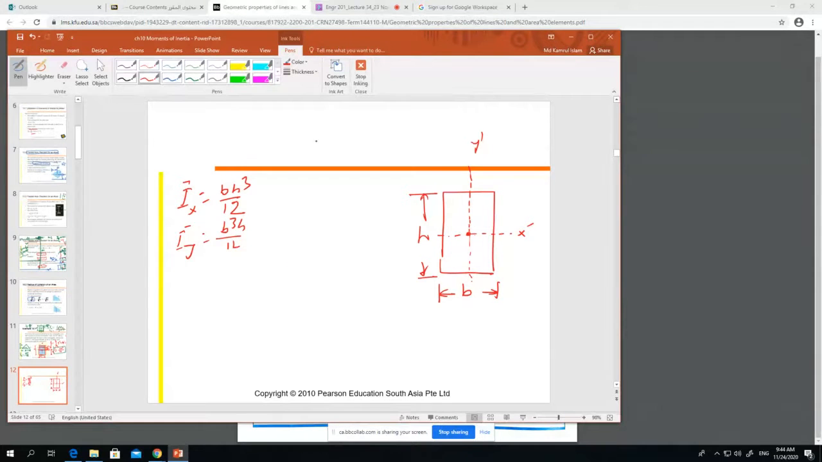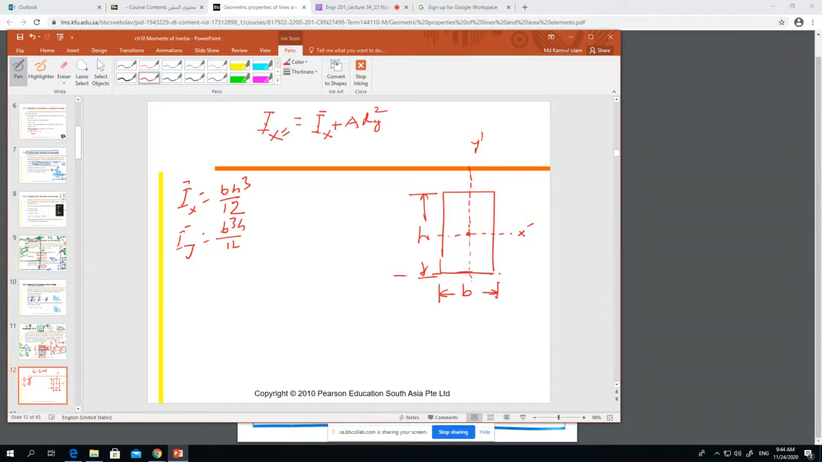Now, last class we learned one formula. What is the formula? With respect to any axis, suppose xx prime, the moment of inertia is Ix bar through the center plus A D square. Here D will be y, right? D square. This is called the parallel axis formula.